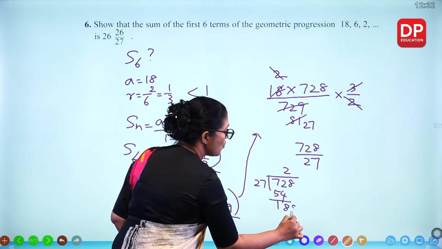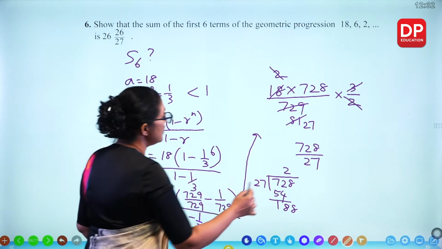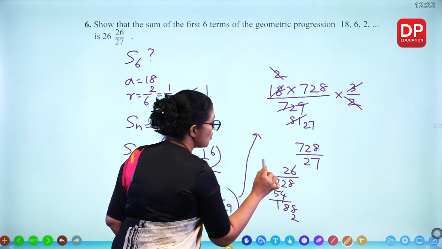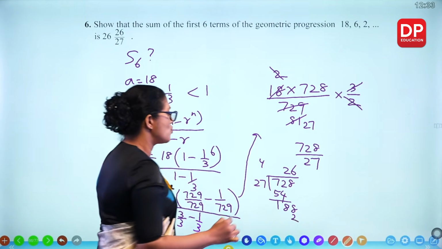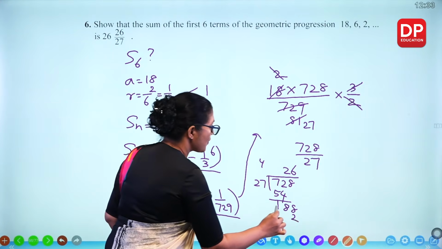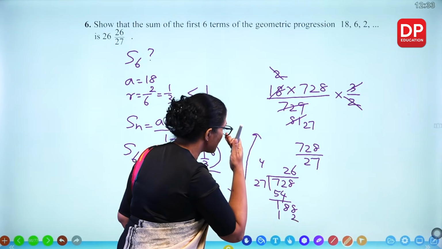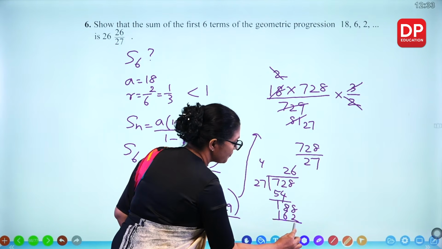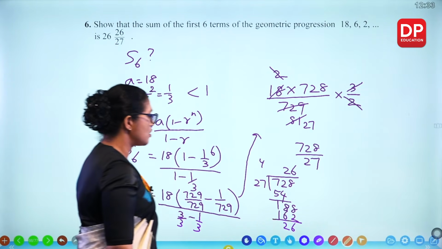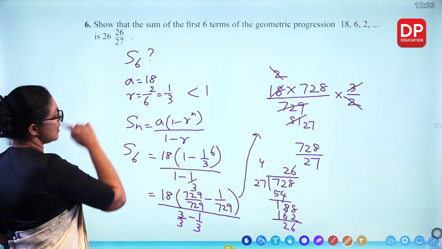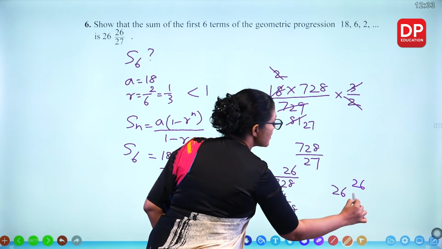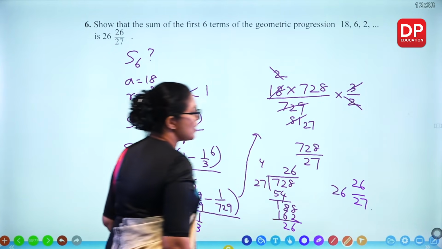18 remaining. So 188. So we'll see with 6. 6 times 7, 42. 6 times 2, 12 plus 4, 16. When you subtract, what do you get? 26 remaining. So the answer is 26 and 26 over 27.